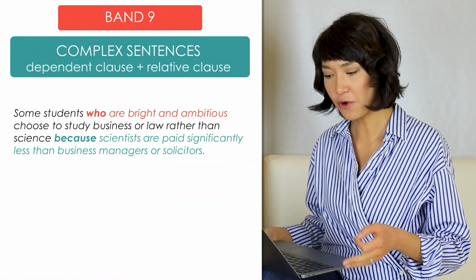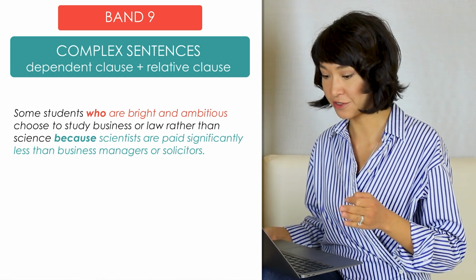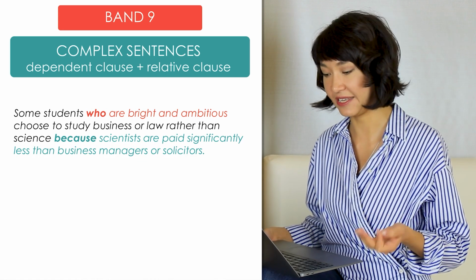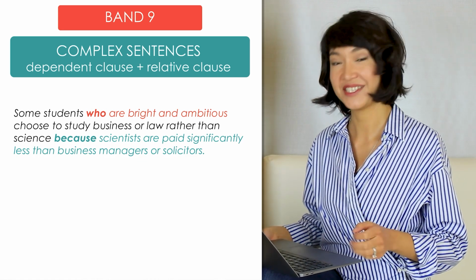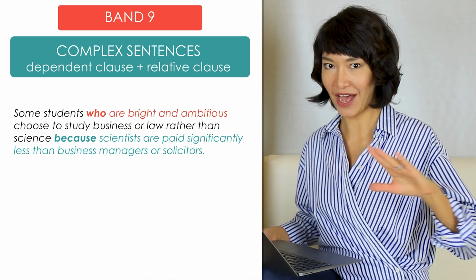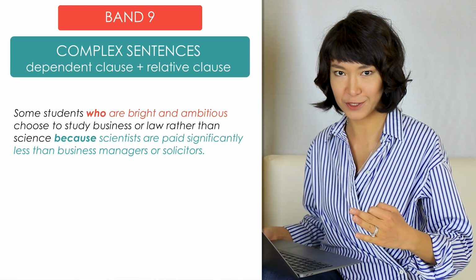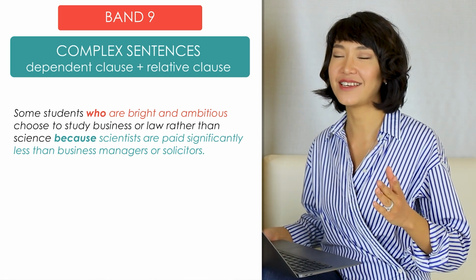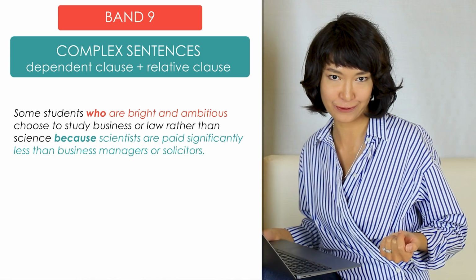Some students who are bright and ambitious choose to study business or law rather than science because scientists are paid significantly less than business managers or solicitors. This sentence is already highly complex, but I would say it's a little bit straightforward. Let's add an element of doubt. Let's say that it's not always so, it's just usually so.